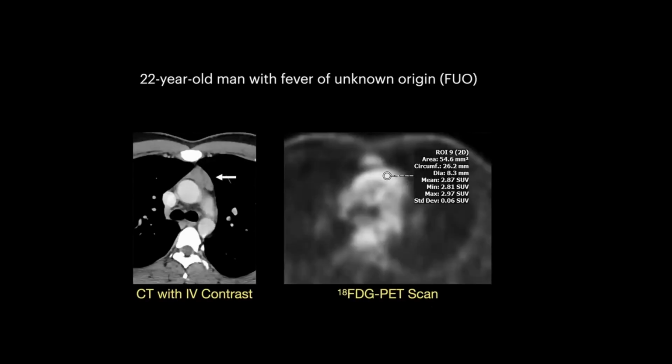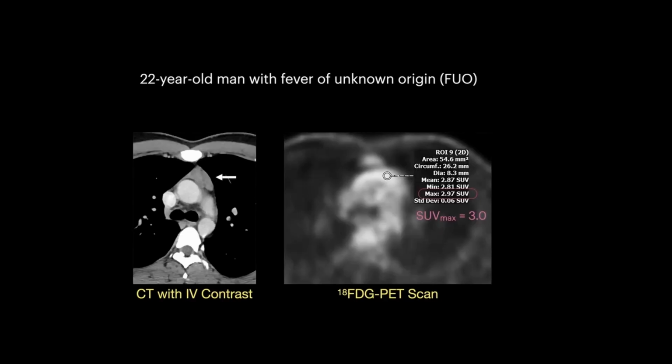This 22-year-old man had a fever of unknown origin and went straight to PET scan. There was this very FDG PET avid prevascular thymic tissue. So is it tumor? Is it lymphoma? Or is it just normal or hyperplastic thymus? Well, even for a 22-year-old, this may be a little bit too much thymic tissue for age, outside limits of normal. And what about that SUV max of 3?